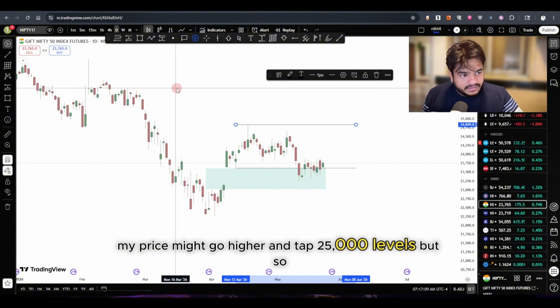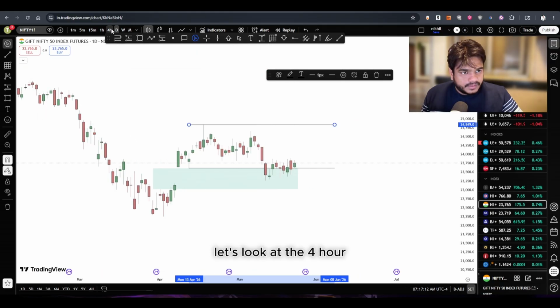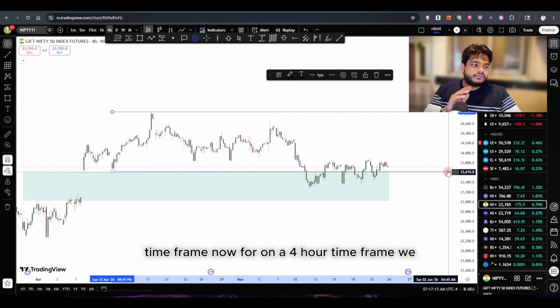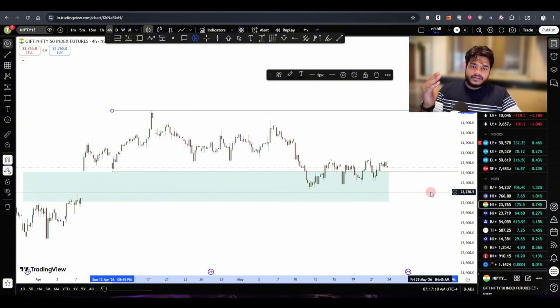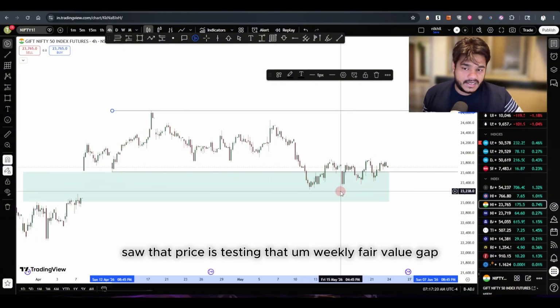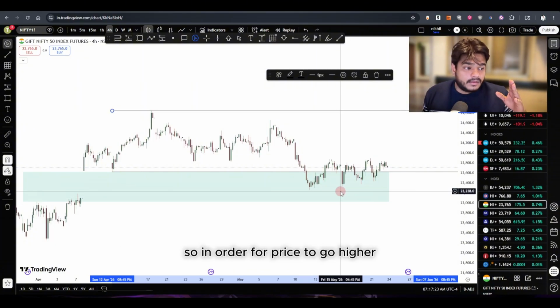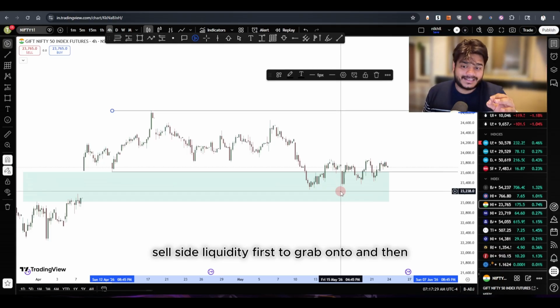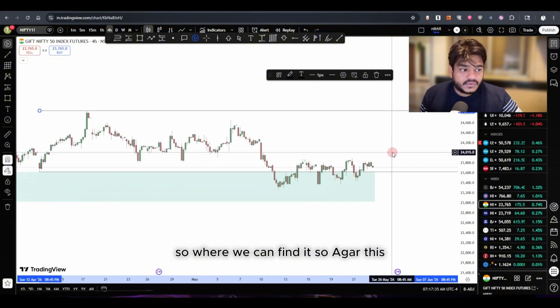25,000 levels. But let's look at the 4-hour time frame. Now on a weekly time frame we saw that price is testing that weekly fair value gap. So in order for price to go higher, first of all it needs some sort of sell side liquidity to grab onto and then jump onto those highs. So where can we find it?